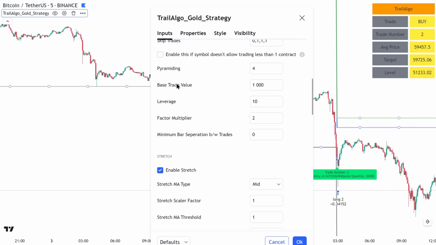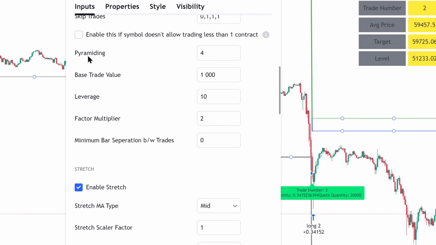When setting the pyramiding options, consider market conditions and your risk tolerance. In volatile markets, more safety orders help you average down effectively by placing additional orders at lower prices if the market moves against you. For stable markets, fewer safety orders might be sufficient.